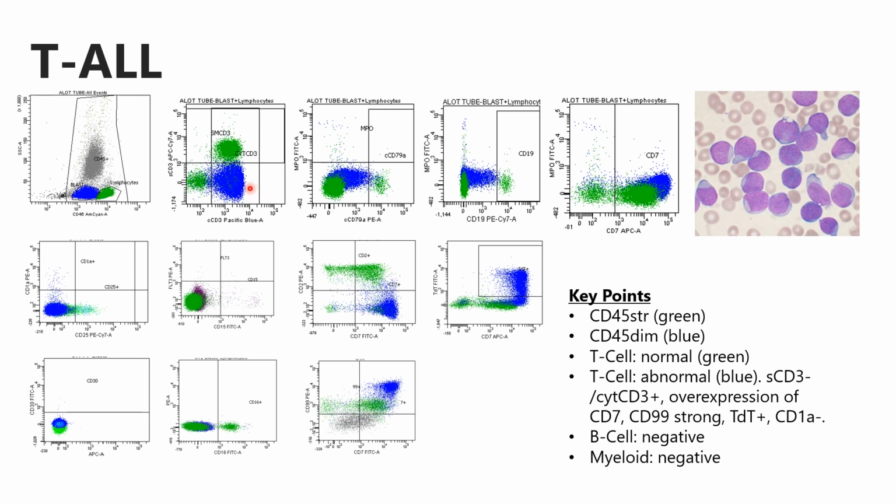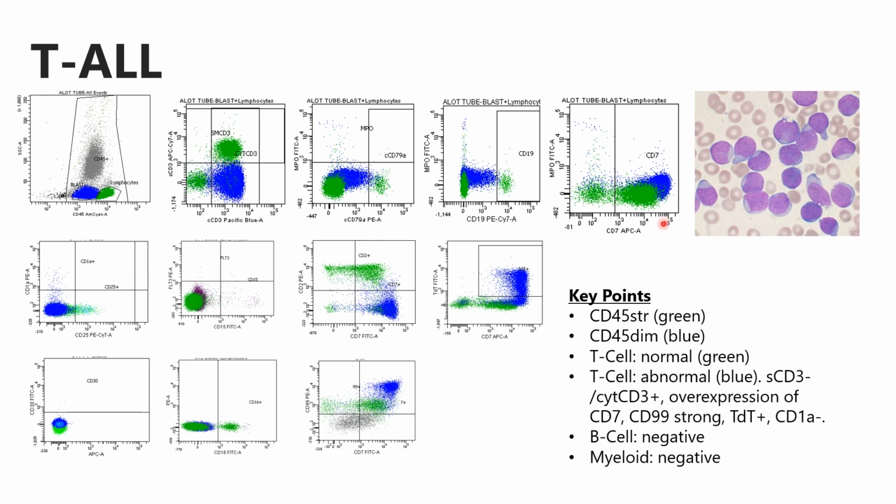I'm going to jump to this plot down the end here because this actually quite nicely shows our CD7 versus myeloperoxidase. You can see here we've got a very nice overexpression of CD7. Our CD7 on our blue population of blasts there is stronger than our normal T cells in green. So you can see here we've got cytoplasmic CD3 expression with an overexpression of CD7, and that's quite classic for our T-cell acute lymphoblastic leukemia.